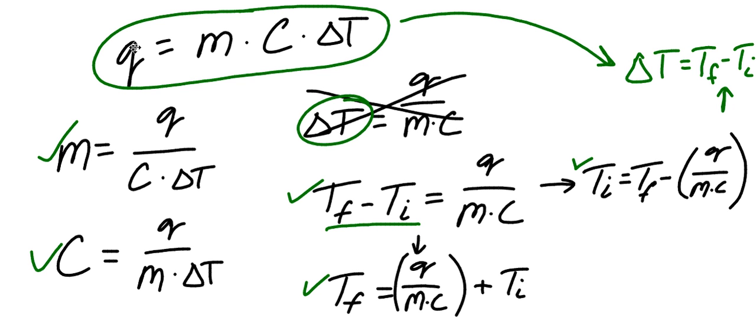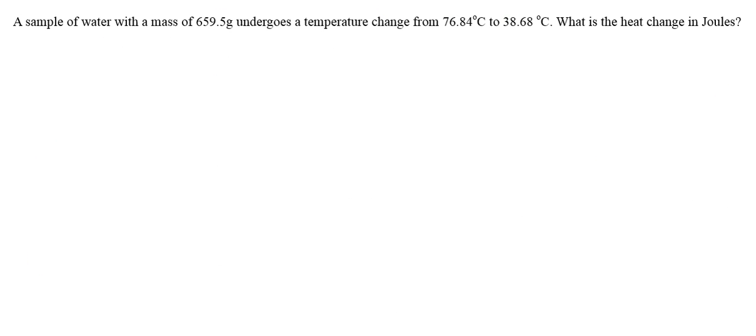In the very first one, I am going to say a sample of water has a mass of 659.5 grams and undergoes a temperature change from 76.84 degrees Celsius to 38.68 degrees Celsius. What is the heat change in joules? Okay, so with these practice problems, there's not going to be many dimensional analysis conversions to like change kilojoules to joules or joules to calories or anything like that. So what you have is pretty much what you get.